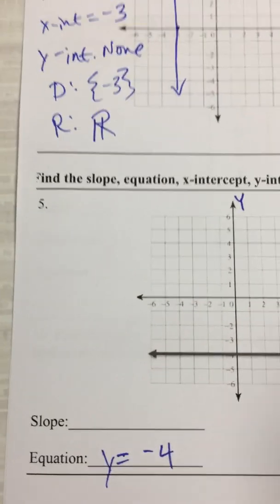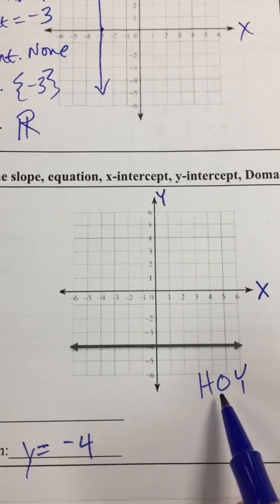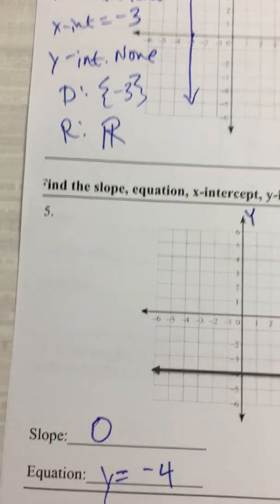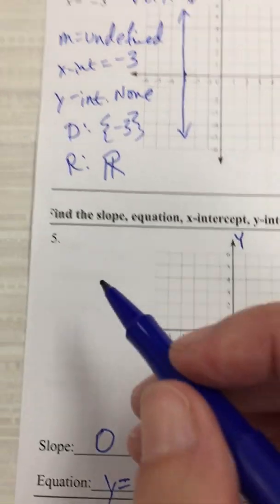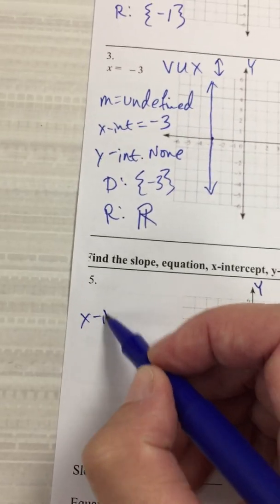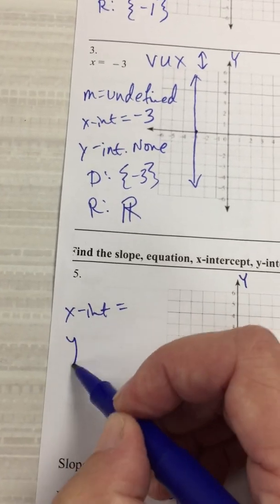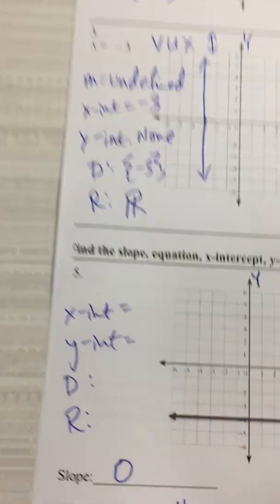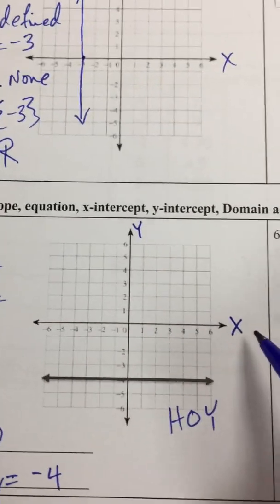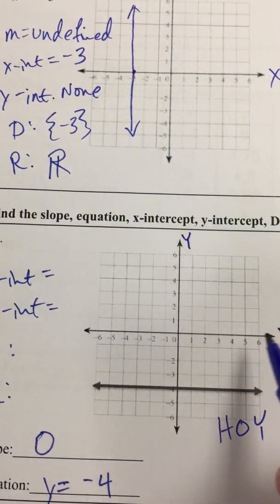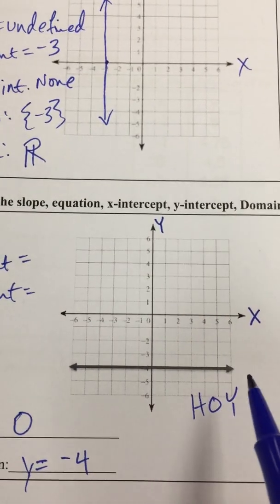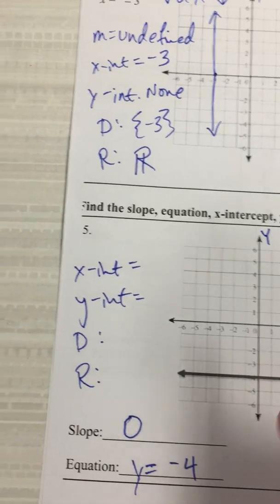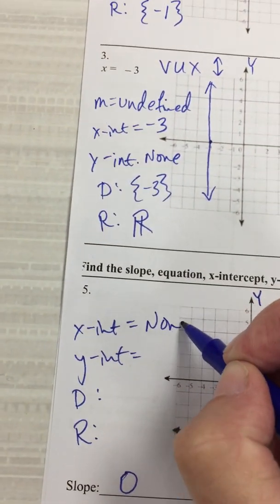The slope. What's the slope of a flat line? It's right there in the middle of Hoy, 0. So the slope of my flat horizontal line is 0. Then we needed to find the x-intercept, the y-intercept, domain, and range. X-intercept, follow the x-axis. Is it going to cross the x-axis? No, it will never cross it because these two lines are parallel. It is parallel to the x-axis, so they will never intersect, so the x-intercept is none.